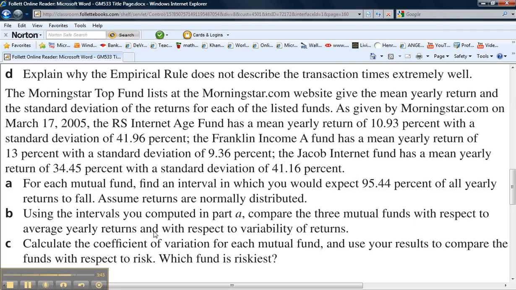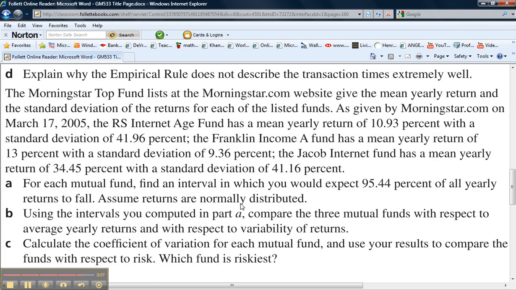Part B says, using the intervals you computed in Part A, compare the three mutual funds with respect to average yearly returns and with respect to variability of return. Again, to keep it simple, we simply want to look at the variability of each one to see which one is more reliable or which one is more variable. If the standard deviation is small, generally it tells me whether a set of data is more spread out or whether it's more close together. And the set of data in this case happens to be the mutual fund values.